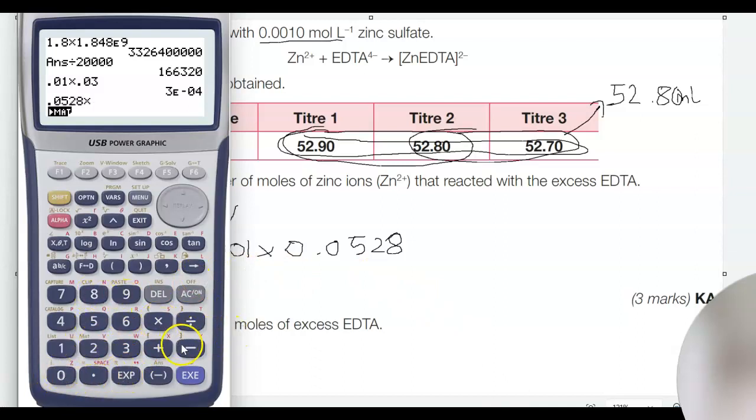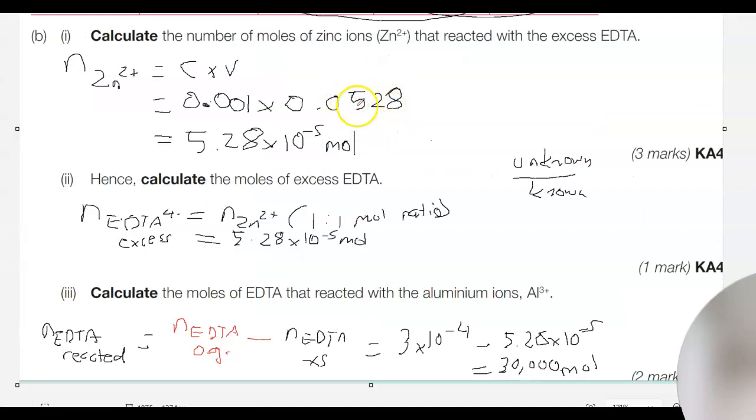0.0528 times... So I've got too many things open here. Okay, I just kept writing a little bit, but so it's 0.0528, which is going to be 5.28 times 10 to the negative 5 mole. So the next one is calculate the moles of the excess EDTA.